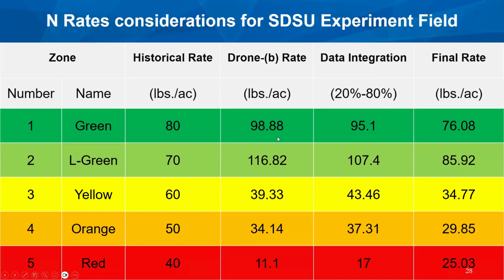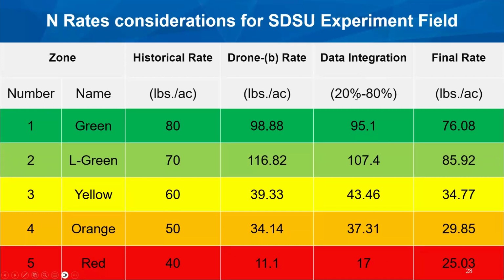Our drone recommended putting 198.88 pounds of nitrogen in green, compared to 80, which is more. For light green, we had the max we had to apply, and yellow and red was reduced by, let's say, 30 pounds. So we were thinking, if we do this, even based on the equation we had for nitrogen use efficiency, we will not get anything here.